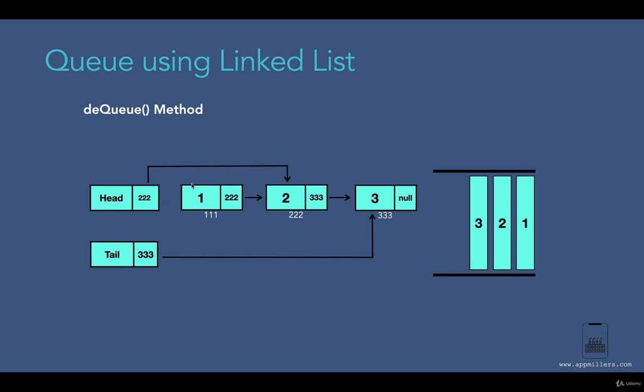Now this node is not referenced by any node, so it's going to be deleted by garbage collection, and this element will be dequeued from the queue over here.